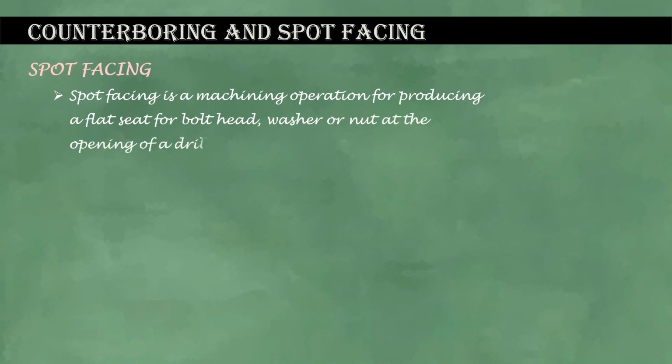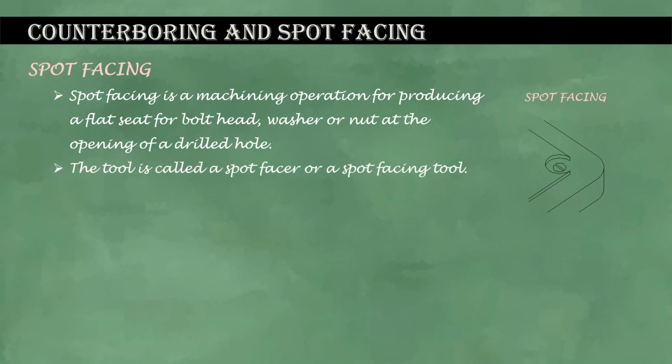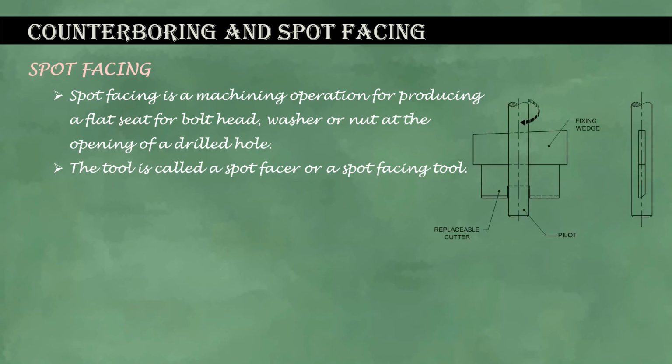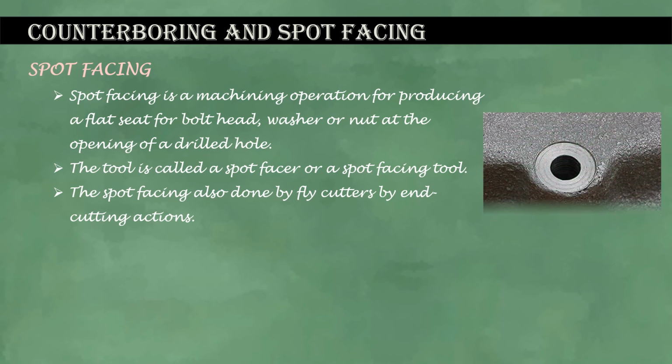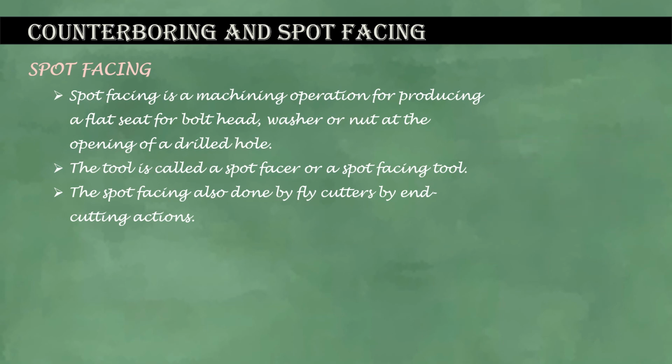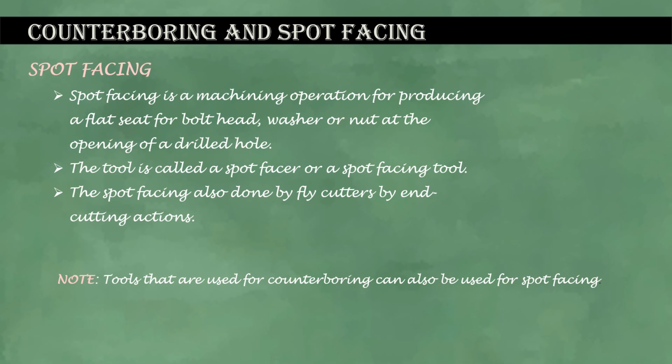Spot facing. Spot facing is a machining operation for producing a flat seat for bolt head, washer or nut at the opening of a drilled hole. The tool is called a spot facer or a spot facing tool. The spot facing is also done by fly cutters by end cutting actions. Note: tools that are used for counterboring can also be used for spot facing.